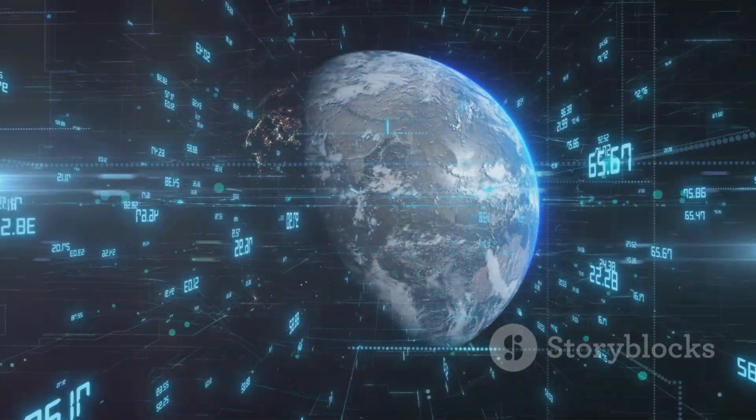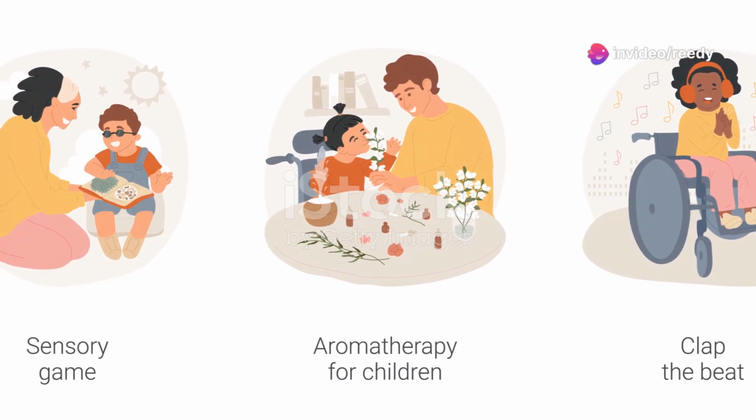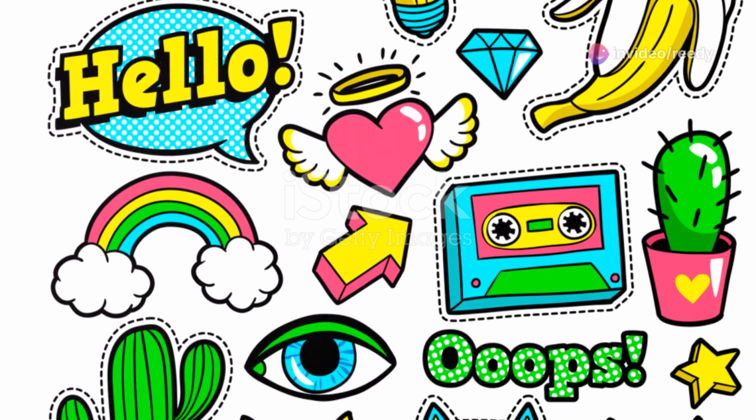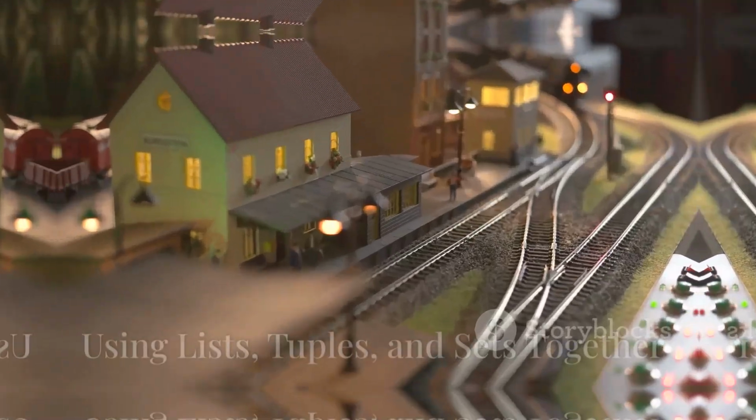And sets? They're your go-to when you need to work with unique elements. For example, if you're building a game where players collect items, you could use a set to keep track of the unique items they've acquired, ignoring duplicates.